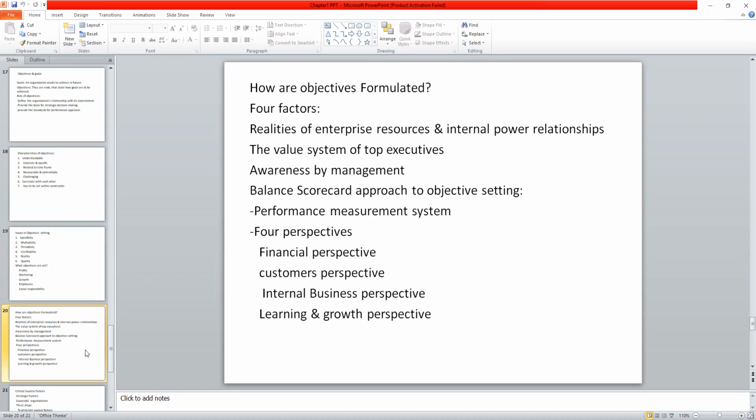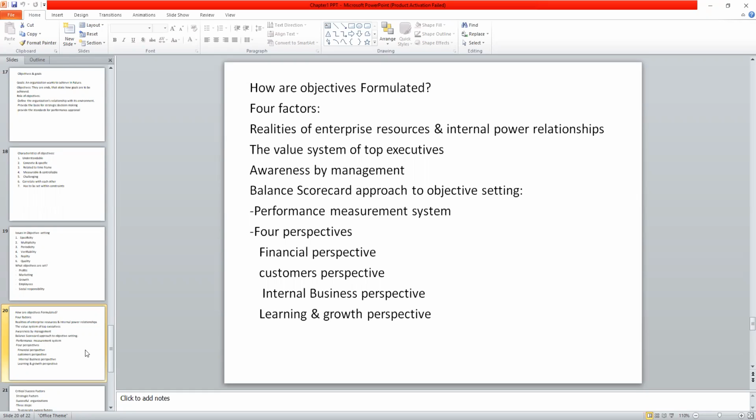The realities of enterprise resources and internal power relationships. The objectives are also dependent on the capabilities or competency of the organization with reference to available resources. Now, when we say the company is heading for a new product development, whether they have that much finance, and how the company thinks of raising the finance, whether it's going to convince the shareholders or whether it's going to raise through the IPOs. So it depends upon the company how they are moving ahead with this aspect.